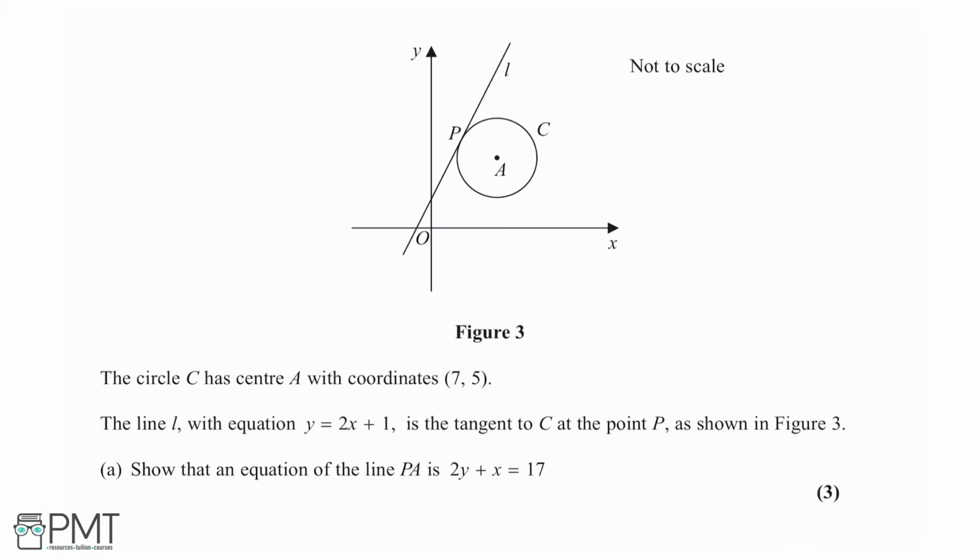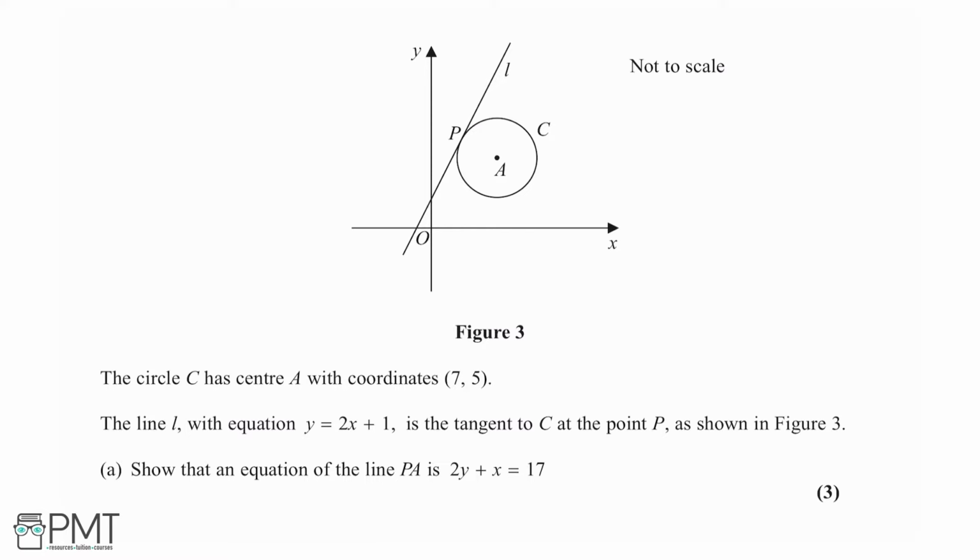We are given figure 3, where we are shown a line L and a circle C. It says the circle C has centre with coordinates 7, 5. We are also told the line L with equation y equals 2x plus 1 is the tangent to C at the point P, as shown in figure 3. Part A is asking us to show that an equation of the line PA is 2y plus x equals 17 for 3 marks. So I'm going to start by highlighting some key information.